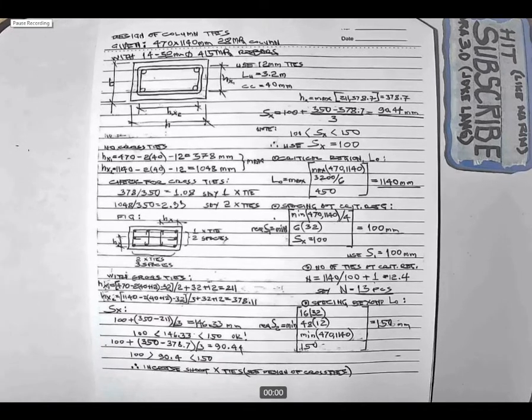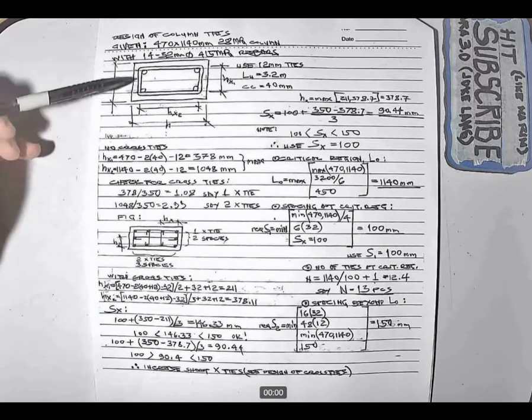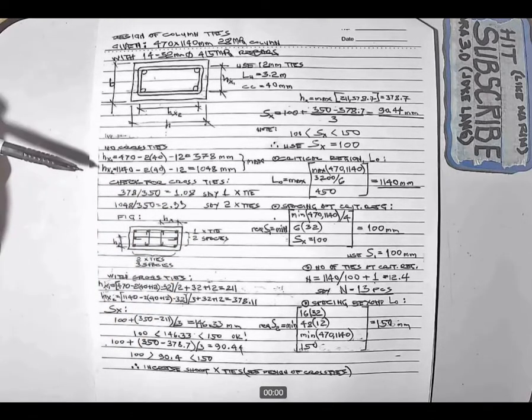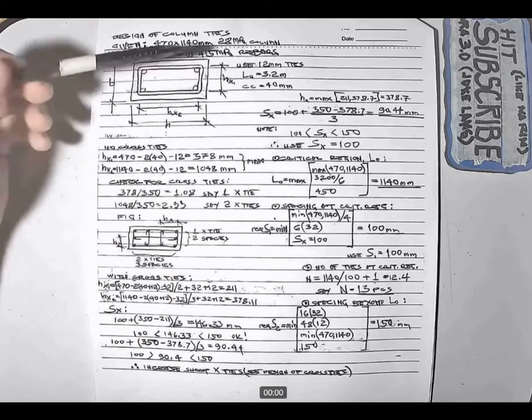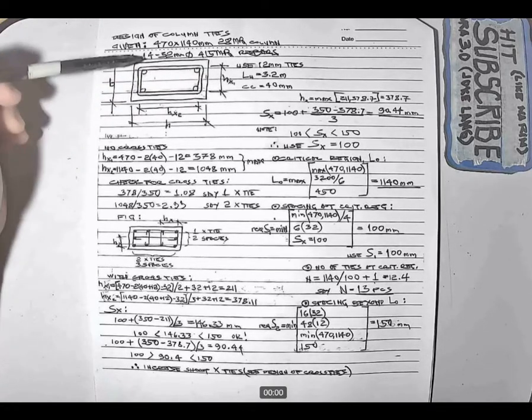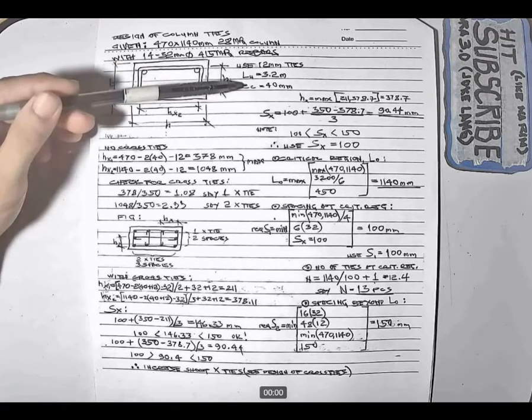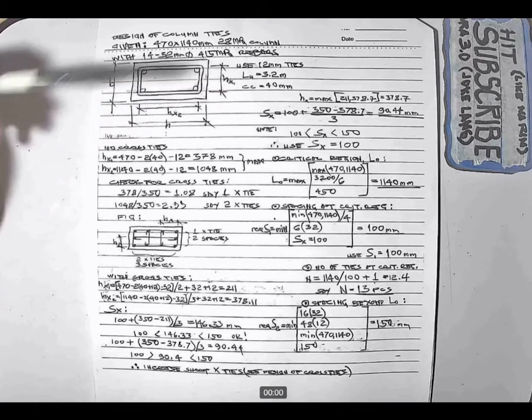Now, let's take another example. We have a column here measuring 470 by 1140 mm. It has an unsupported length of 3.2 meters. And then, rebars, 14 pieces, 32 mm. So we will use 12 mm ties. And then, clear cover is 40 mm.